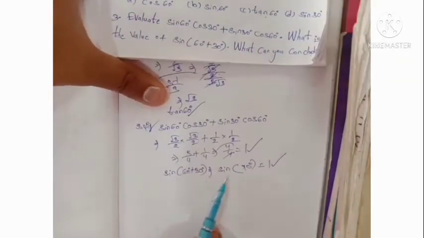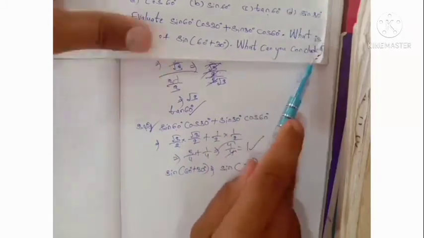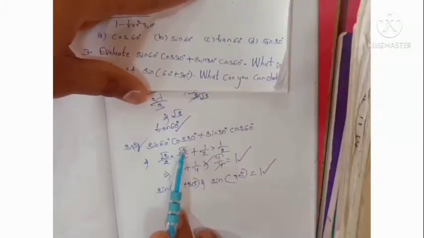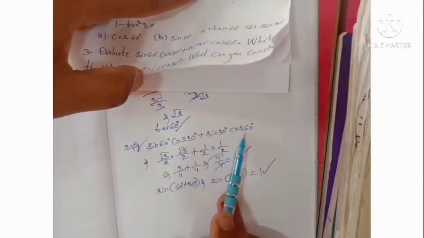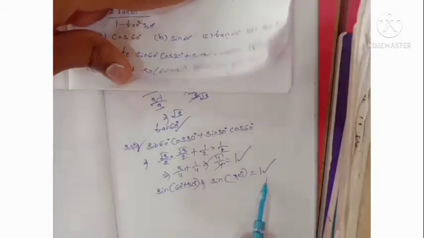And what can you conclude? They said you can conclude sin 60 degrees into cos 30 degrees plus sin 30 degrees into cos 60 is equal to sin 90, which is 1.